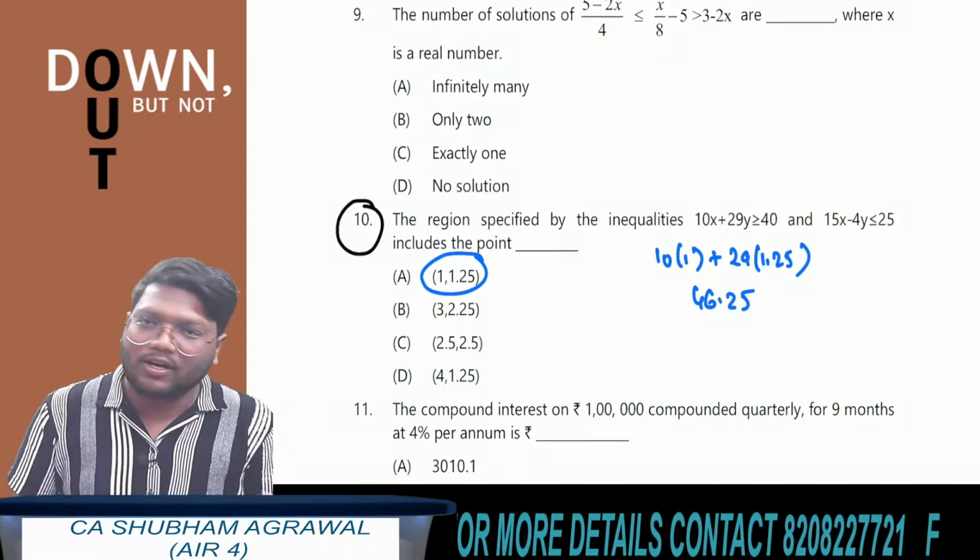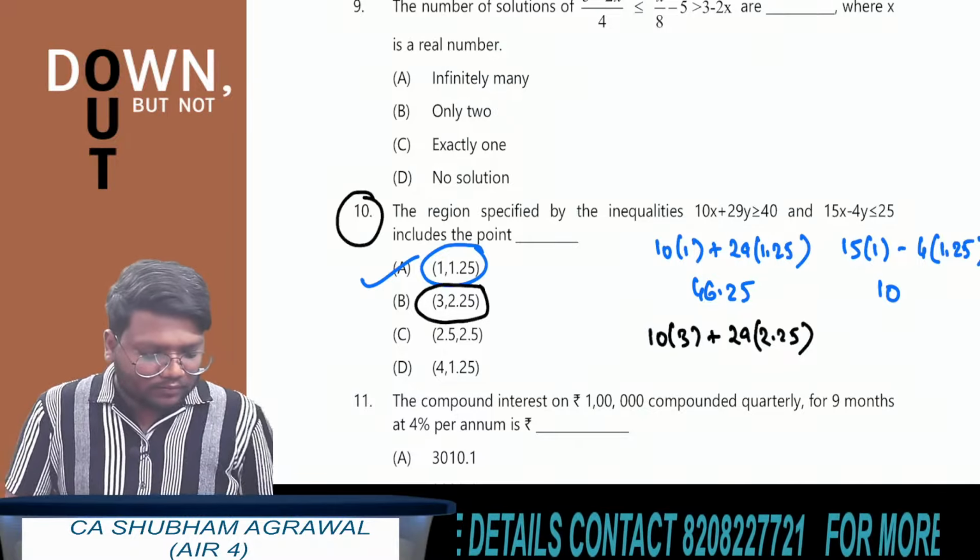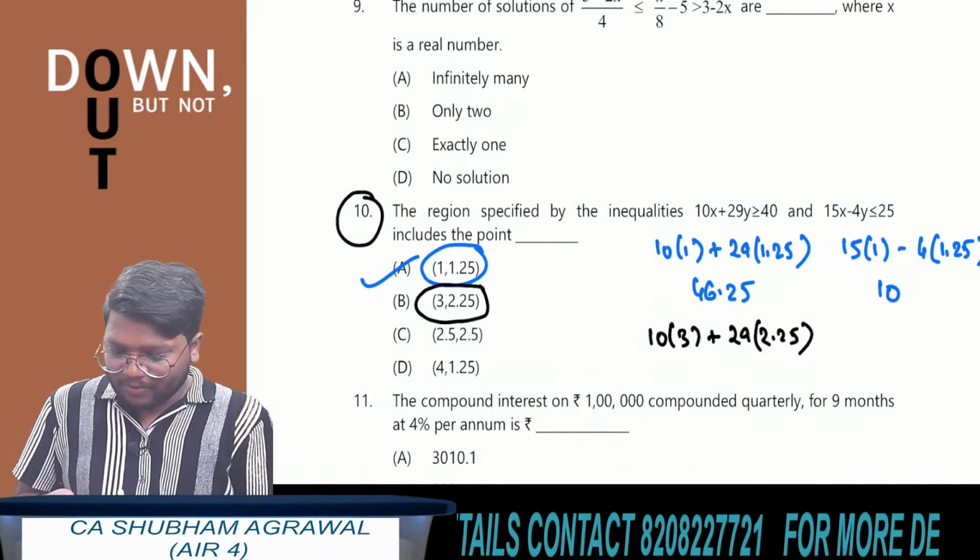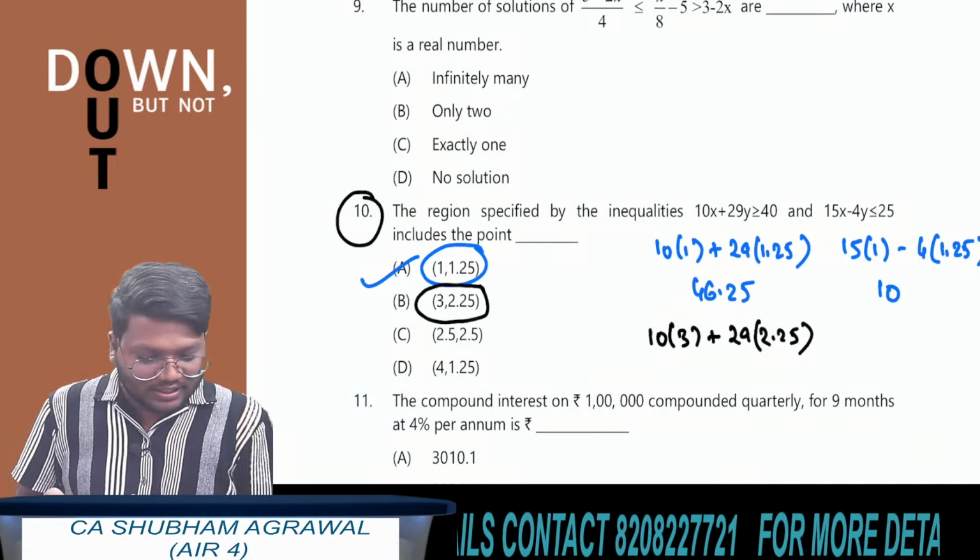I think here option B also satisfies both the inequalities. One second. If we are checking option B, put the value of x as 3 and the value of y as 2.25. 29 multiplied by 2.25 is what? 65.25, and 10 multiplied by 3 is what? 30. What are you getting? 95.25, and 95.25 is also greater than 40.